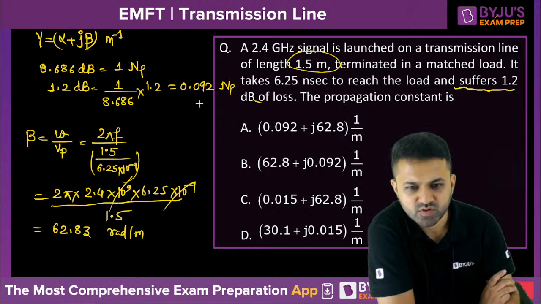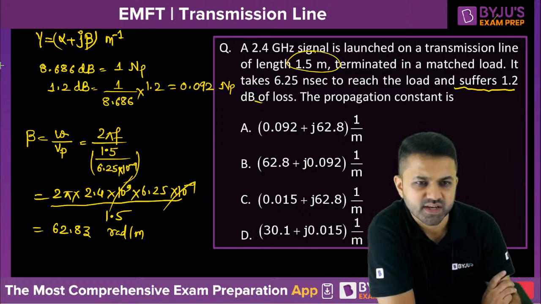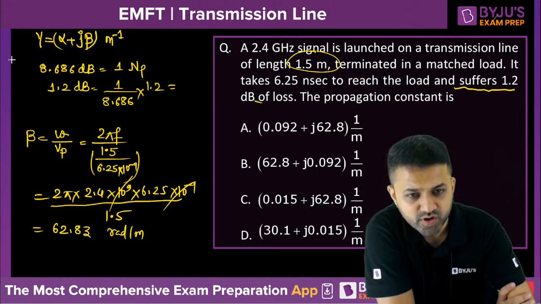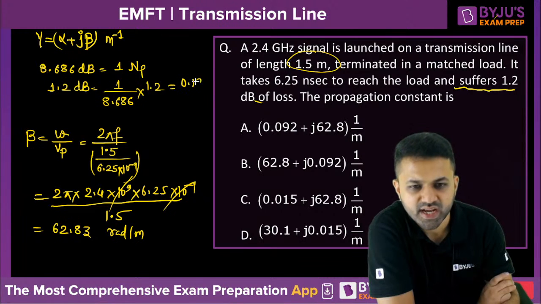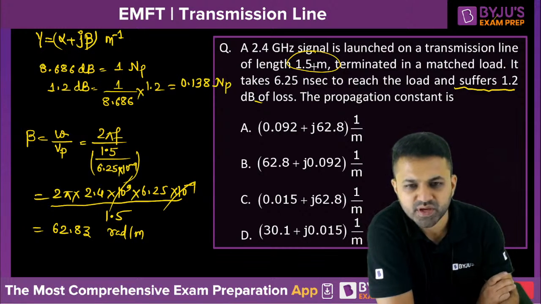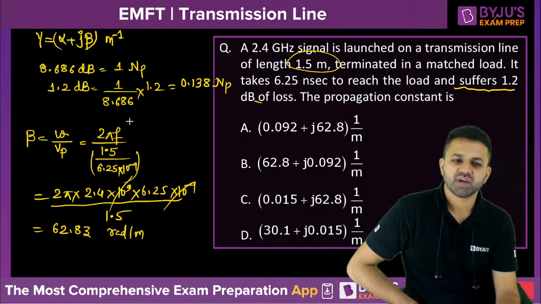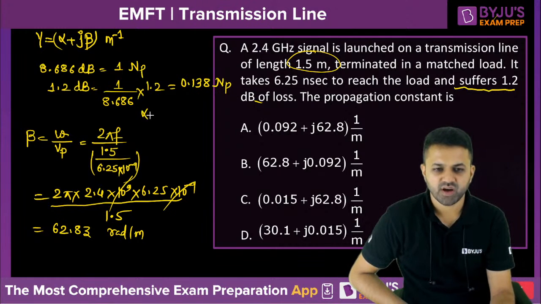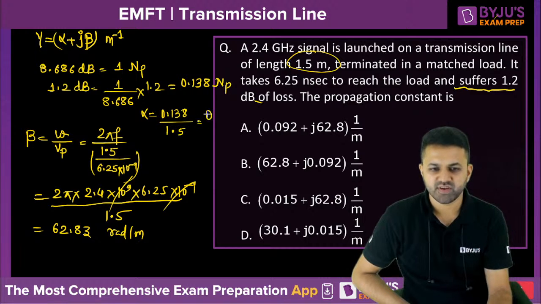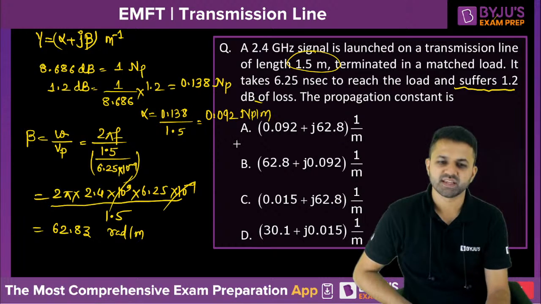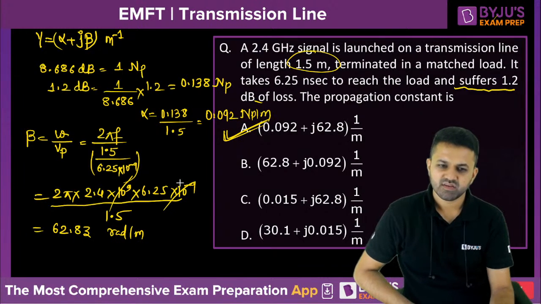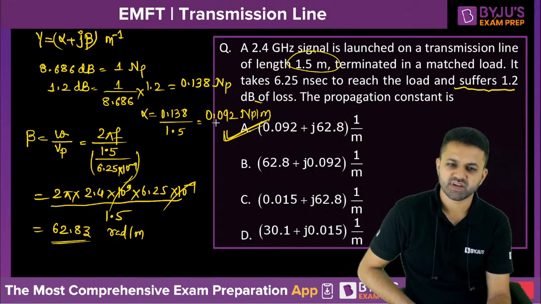Now for alpha, see, this is how much Napier? Let's calculate it: 1.2 divided by 8.686. So we are getting 0.138 Napier. But alpha is in Napier per meter. So to calculate the alpha, we have to divide this by the length. Then when you divide, this will be 0.092 Napier per meter. So in this way you will get the value of alpha. So the answer is A, where the beta is 62.8 and alpha is 0.092.